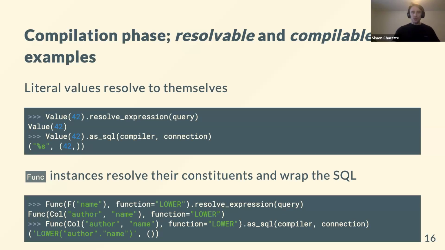If you use the Func instance, which allows you to call arbitrary SQL functions, you can see that things are a bit different here. If we pass Func and an F name instance and we resolve it, we get returned another Func instance. So in this case, Func is both resolvable and compilable, but you can set its source expressions, so its constituents were themselves resolved. In this case, F was resolved to a column reference for author and name. If we compile what gets returned, you can see that Func is now wrapping the SQL of its call within the function name that you've provided.